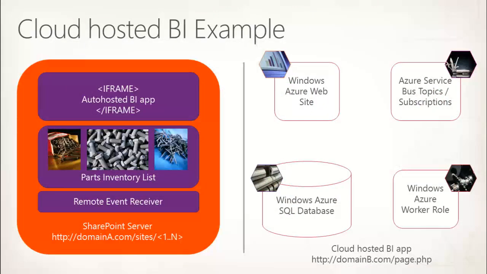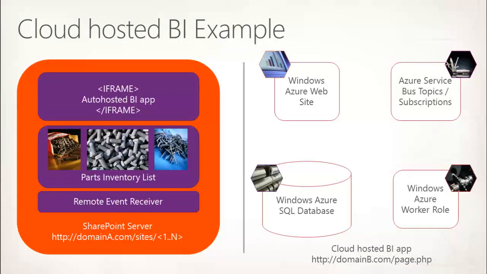My example looks like this. It's the exact same components we saw before. In the yellow box, I'm signifying I have a SharePoint server. It's running on domain A. And then it's deployed to sites 1 through N, as many as you want. You could keep deploying this application to them. And it's going to deploy three things. The first thing it's going to spin up is a remote event receiver.